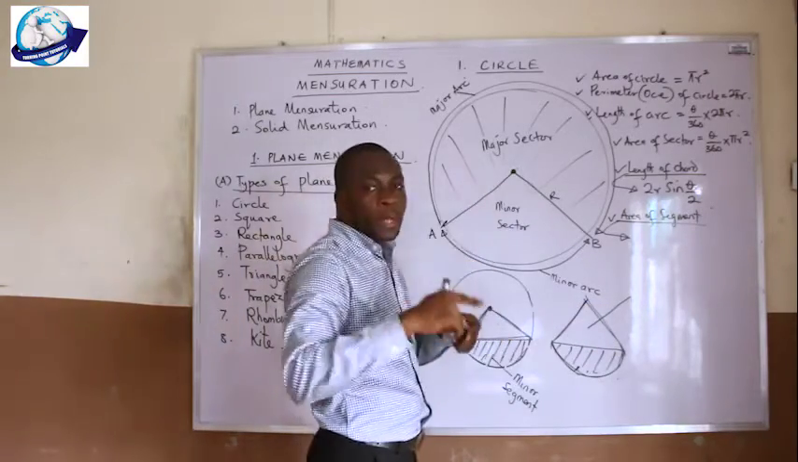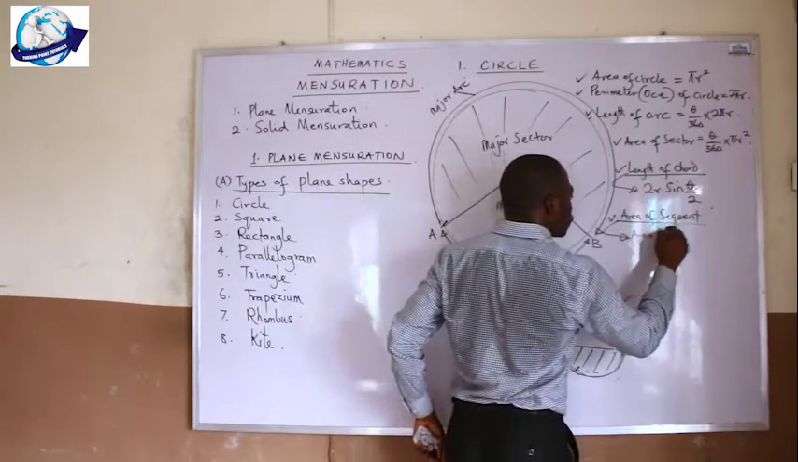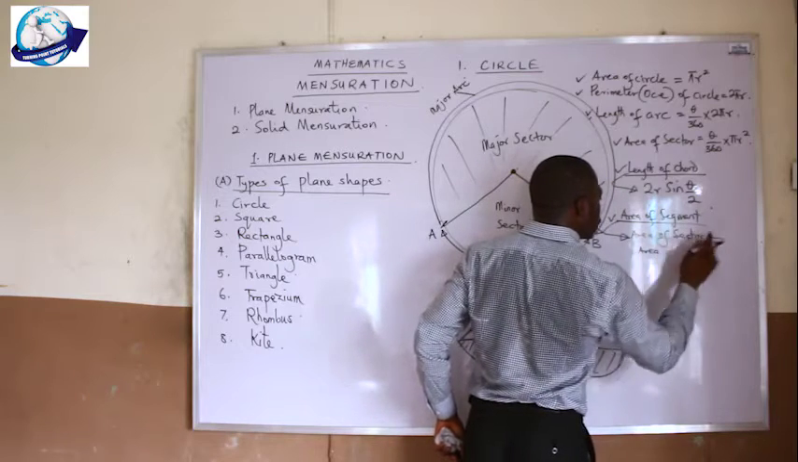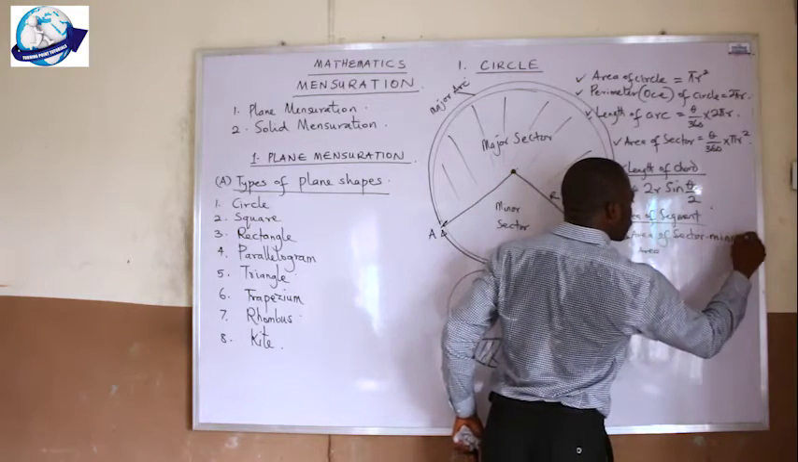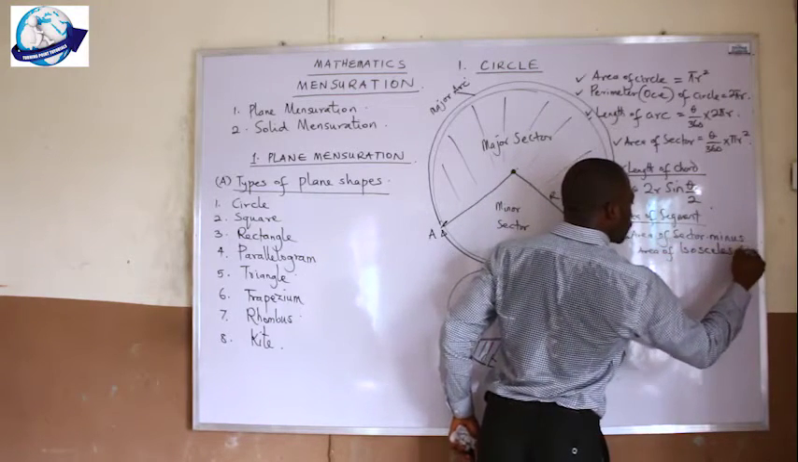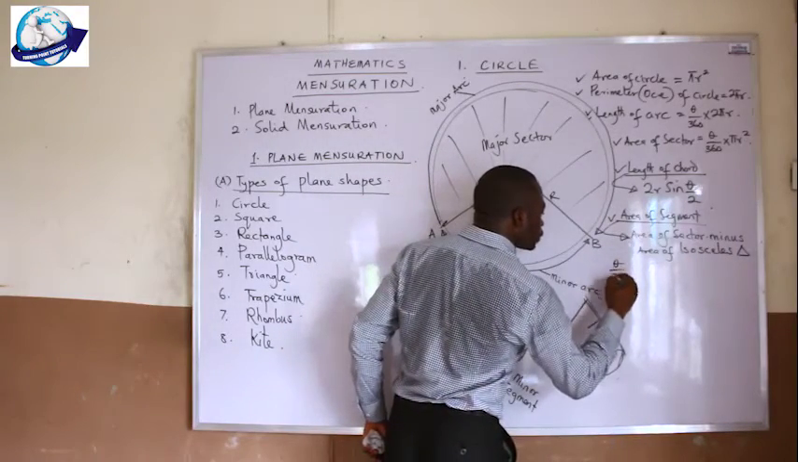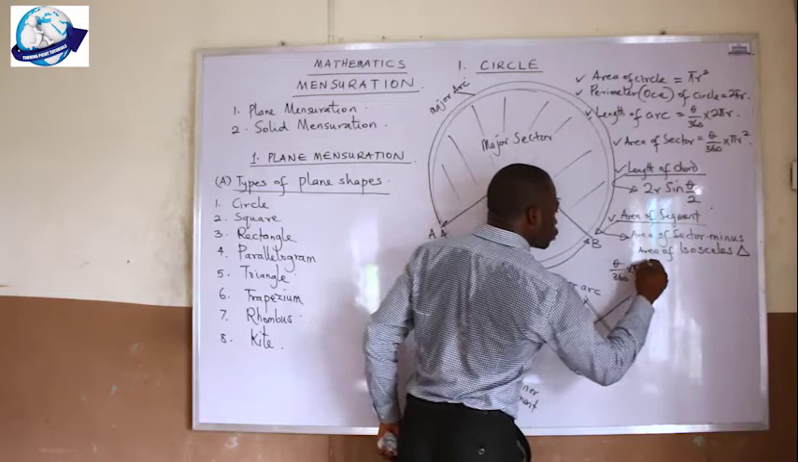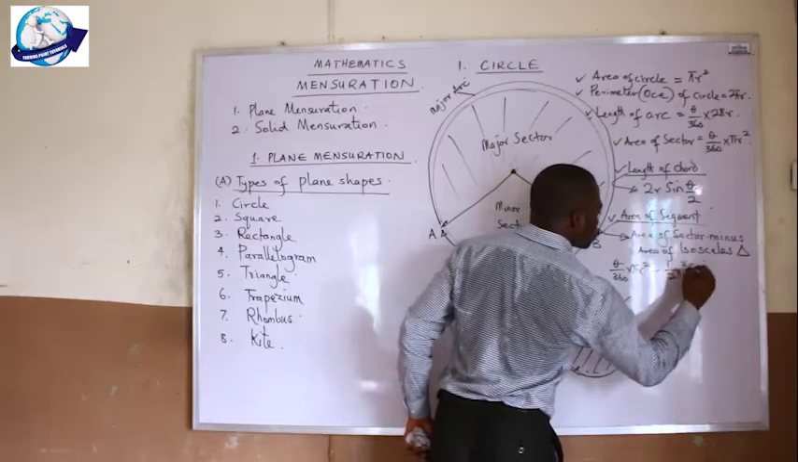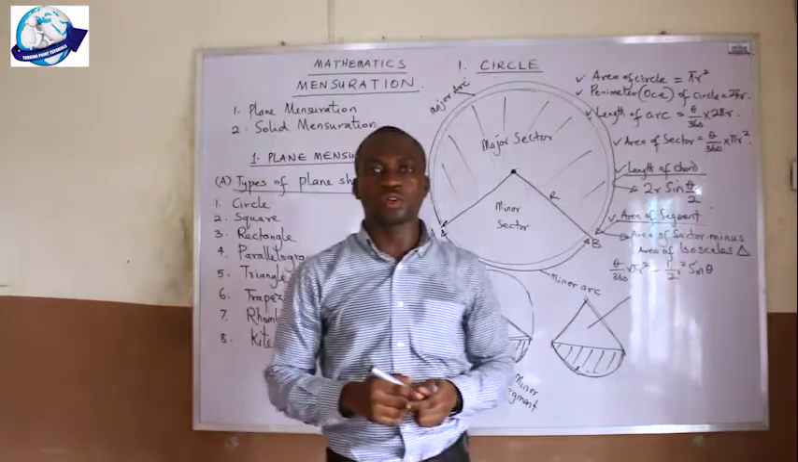The area of the whole sector minus the area of the isosceles triangle. So that's the area of sector minus area of isosceles triangle. So what's the formula? Area of sector is theta over 360 times pi r squared, minus the area of the isosceles triangle, that's 1 over 2 r squared sine theta. This is the formula to calculate the area of segments.